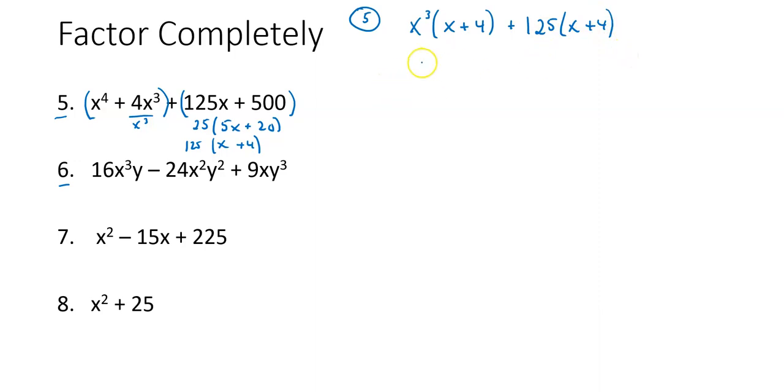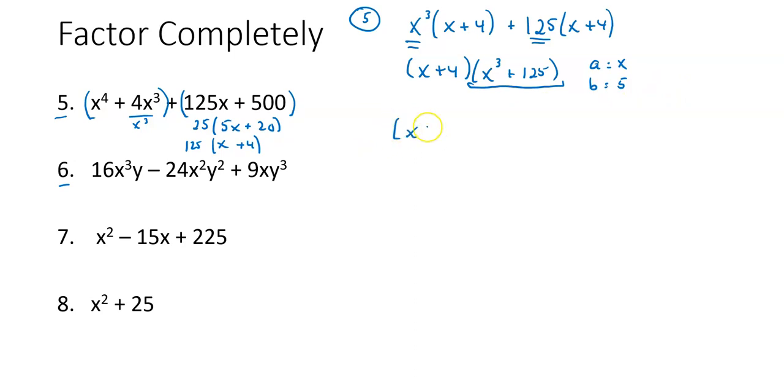All right, so these both have x plus 4, so I'll pull out the x plus 4. And what am I left with? Over here, I'm left with an x cubed. If I pull an x plus 4 out of the second term, I'm left with 125. But wait, this thing here is still factorable. It's a sum of cubes. The cube root of x to the 3rd is x. The cube root of 125 is 5, because 5 times 5 times 5 gives me back 125.